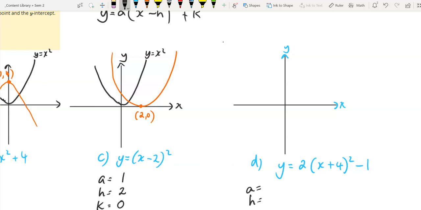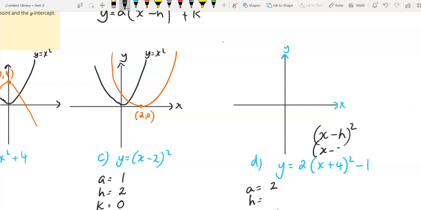Okay, last example. Notice it's got a plus 4. So first of all, I'm assuming that most of you have realised that A is 2 and K is negative 1. Reasonable? Okay, so let's look at what's going on inside the brackets. Our general form inside the brackets says x minus h all squared. But I've got plus 4. So how do I write that as x minus something? What's the h going to have to equal to make x minus something be the same as x plus 4?